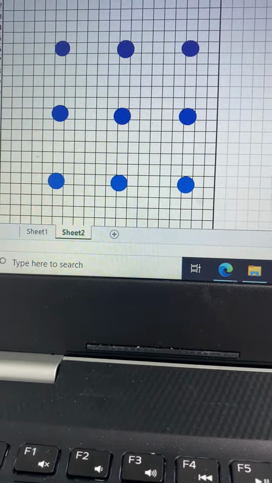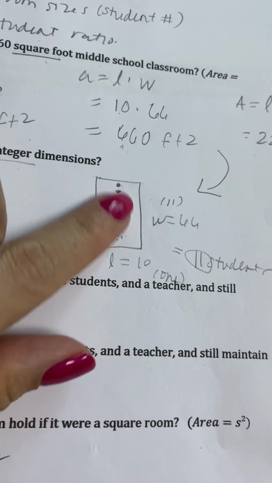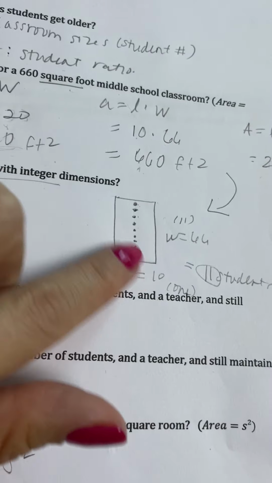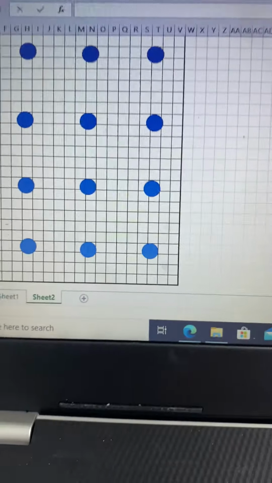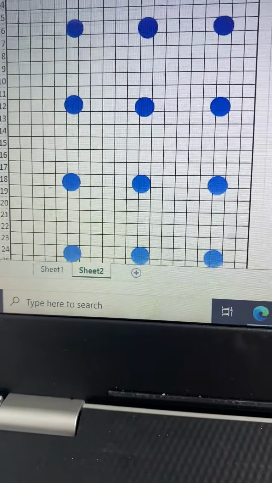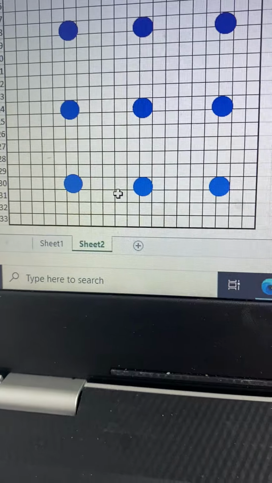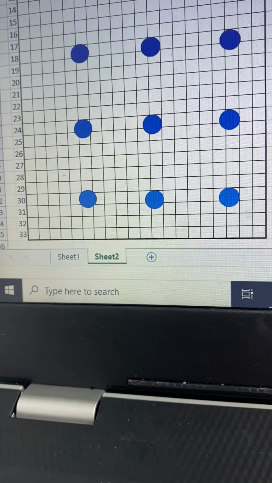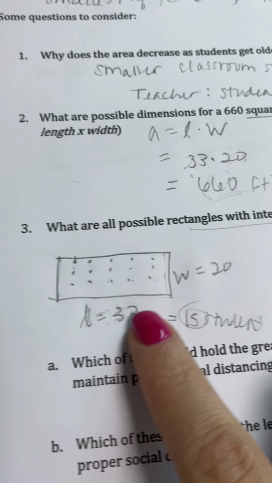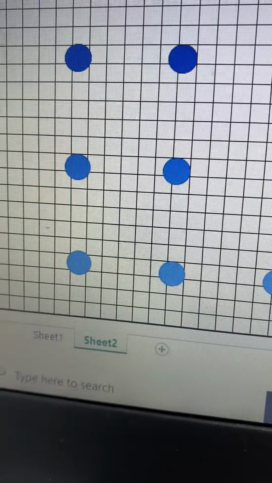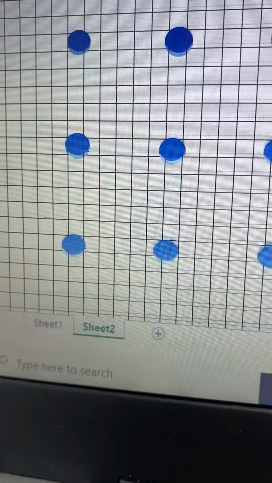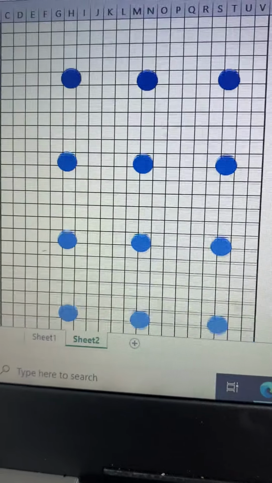So going back to this, only a total of 11 desks can fit if we use these dimensions. There's one more dimension that you can use as well. You can use 20 feet by 33 feet. So it's very similar to the first one I showed you. The 20 by 33. You can use this one as well, but just change the sides up. That's another way. And as you can see on this one, you can also fit 15 students.